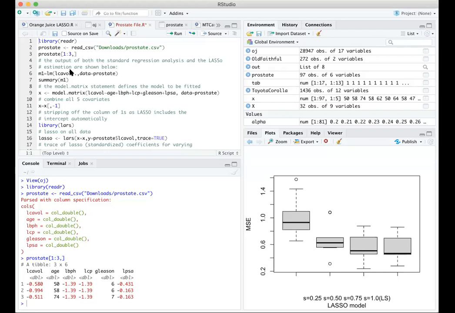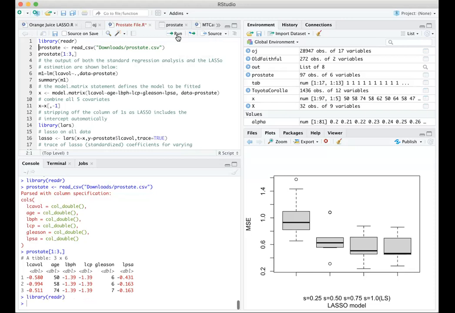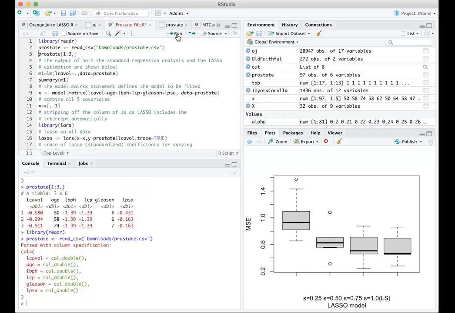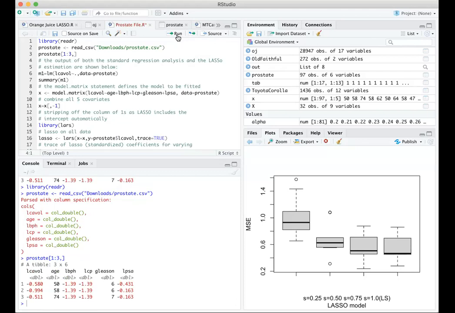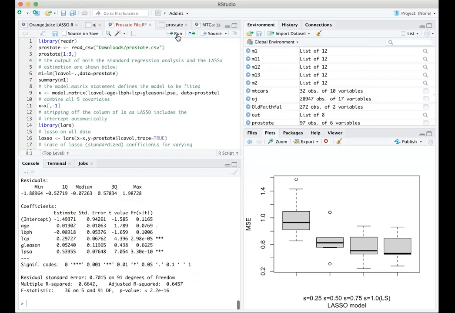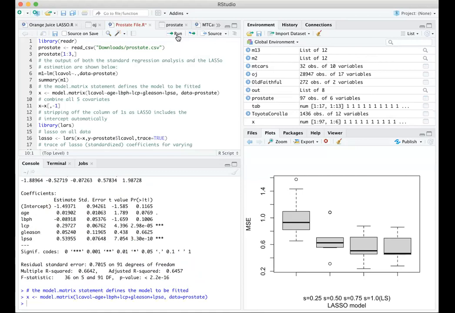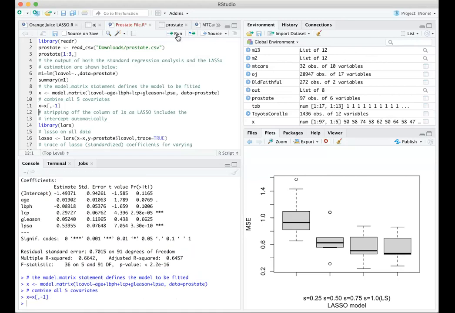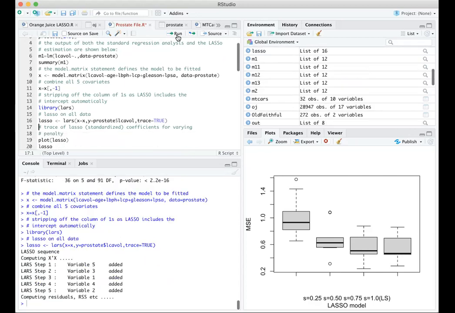Now we get to the first example, which is the prostate file. We have to read in the data of prostate, and we look at the first 3 columns. The output of both the standard regression analysis and the lasso estimation are shown below, where we have M1, and we summarize it. Now the model matrix statement defines the model to be fitted, and we combine all of the 5 covariates. So we take off 1 from each, stripping off the column of 1s, as lasso includes the intercept automatically. So we have to read in the library of LARS and run lasso on all the data.